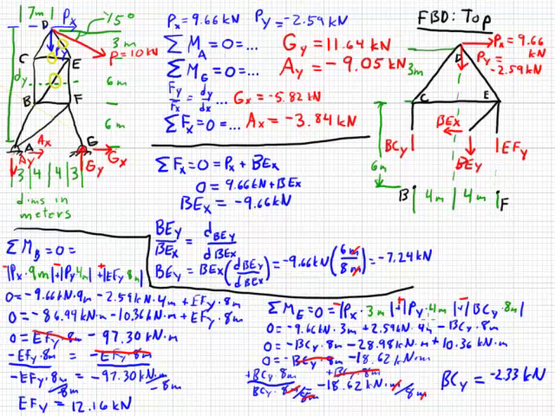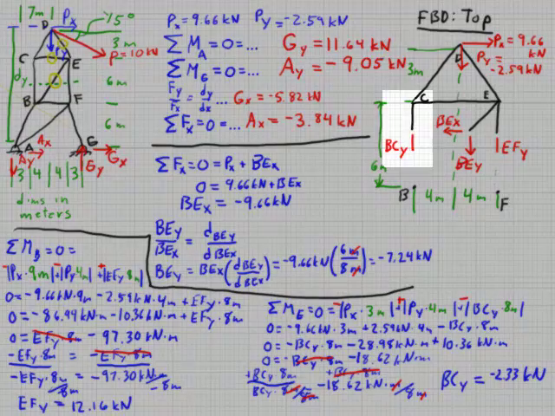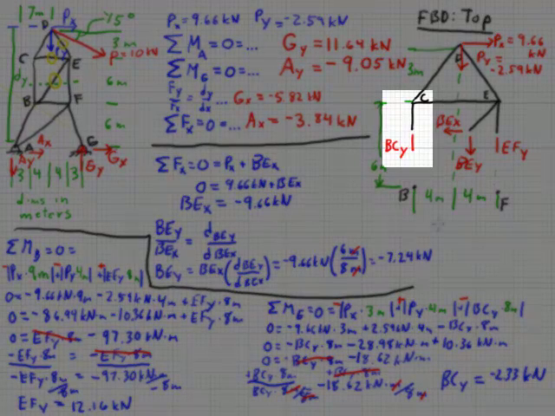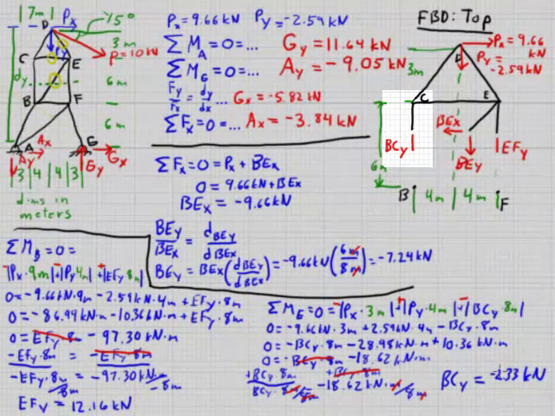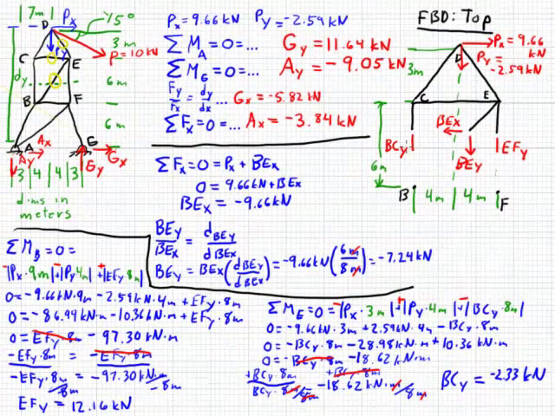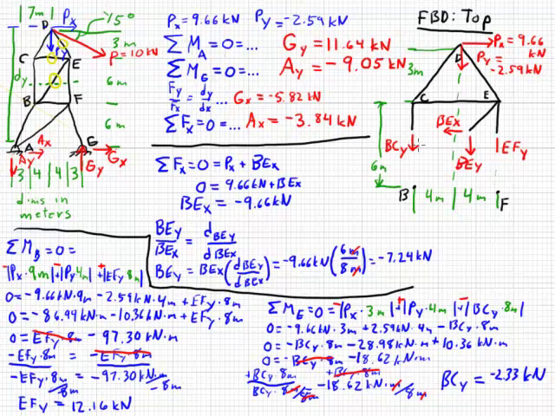Notice how we assumed that BCY was positive, so that we get the direction of an assumed moment, but it ended up being negative, and that's just fine. EFY we determined was positive, so we'll put the arrow in there.